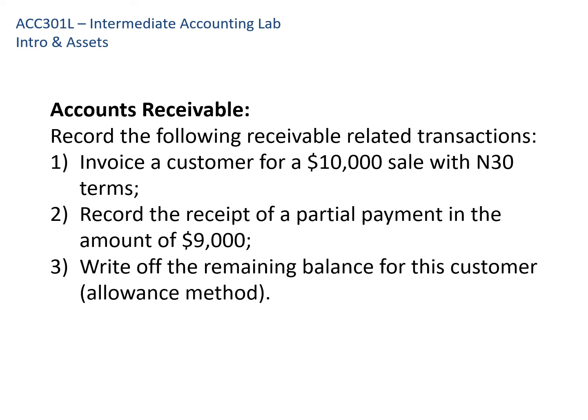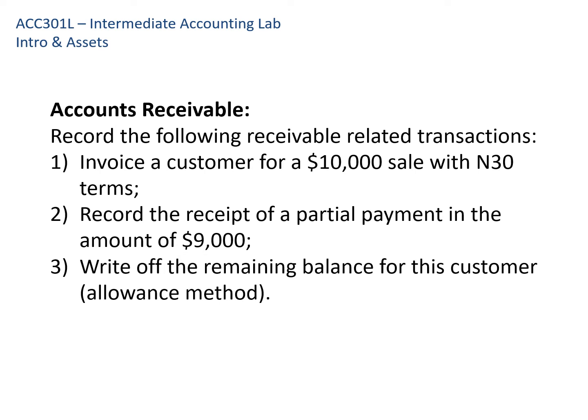The next category is accounts receivable. So I'd like you to record the transactions for the following receivable related items. First, invoice a customer for $10,000 sale with net 30 terms. Second, record the receipt of a partial payment from the customer. And then assuming that they are not able to pay the remaining $1,000, write off the remaining balance. And we'll assume that this company uses the allowance method as opposed to the direct write-off method.